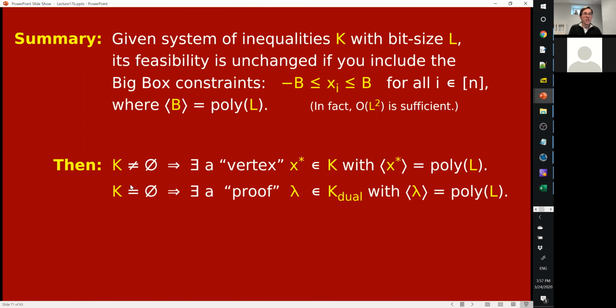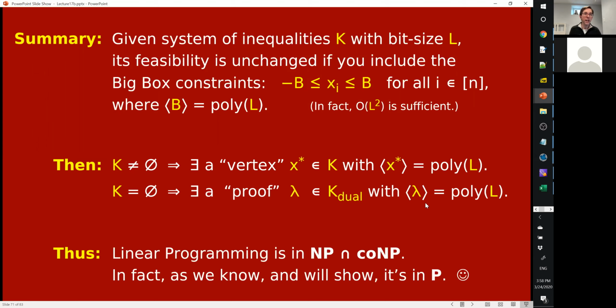Okay, and in light of this, what we can conclude is that when K, a given LP without these big box constraints, has a solution, it in fact has a vertex solution, and this vertex can be written down in polynomial size. And if it's empty, there's a proof lambda in the dual, and the proof can also be written down with polynomially many bits. Okay, and this actually formally shows that linear programming is in NP intersect co-NP, if you remember your complexity theory.